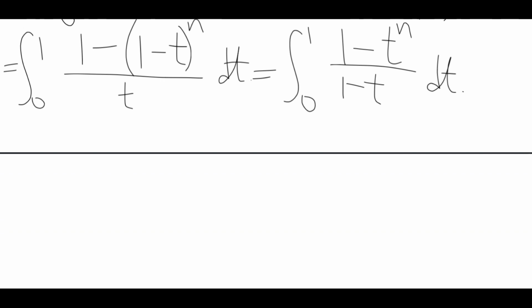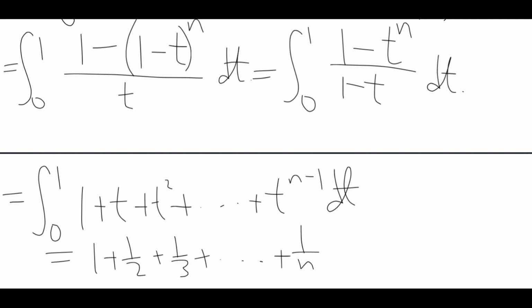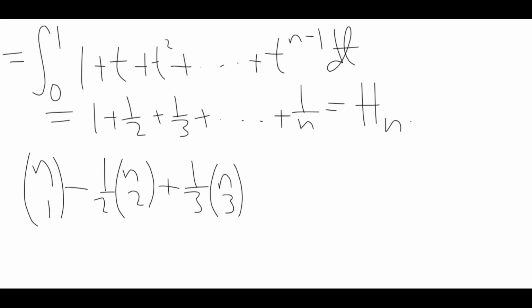Now, this I can expand as a geometric series. It's 1 plus t plus t squared all the way up to t to the n minus 1. And when I integrate one term at a time, I get 1 plus a half plus a third, and so on, up to 1 over n. So it's the nth harmonic number. So that gives us the identity n choose 1 minus a half n choose 2 plus a third n choose 3, and so on, equals the nth harmonic number.